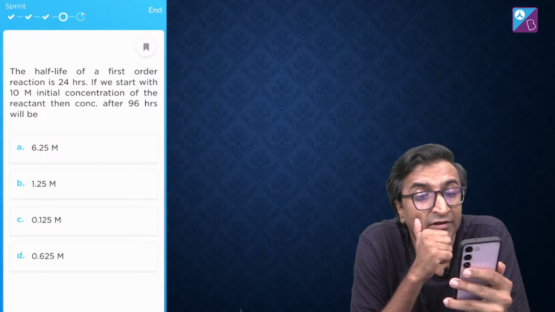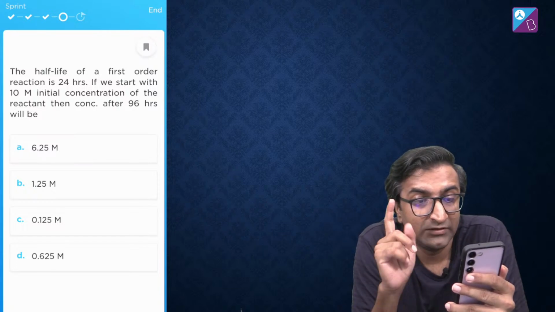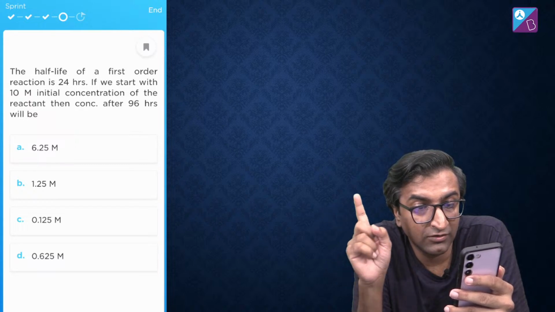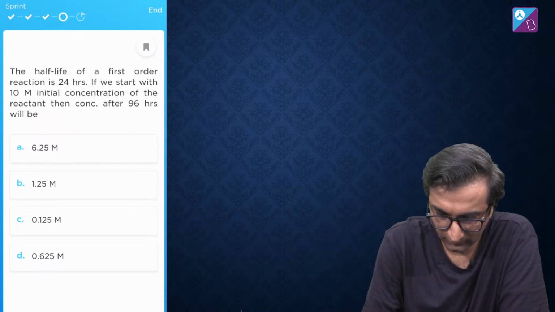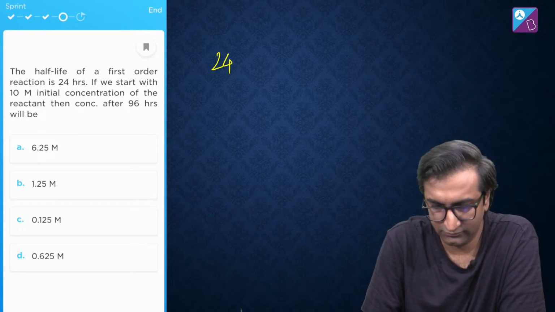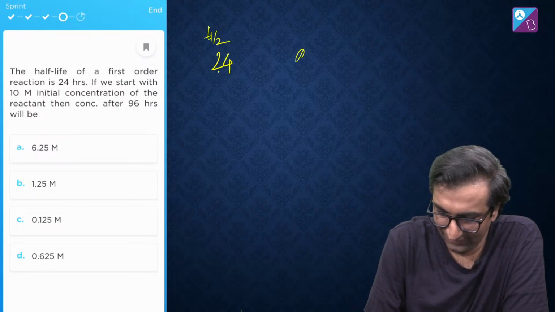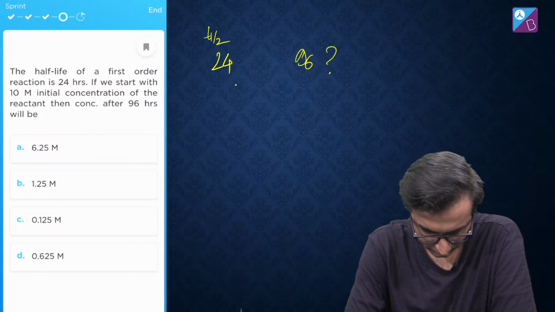The half-life of a first-order reaction is 24 hours. If we start with 10 molar initial concentration, what will be the reactant concentration? अरे ये तो simple है. 96 hours बाद क्या होगा? यही है ना? 24 hours है इसकी half-life. This is T half. I am saying 96 के बाद क्या होगा?